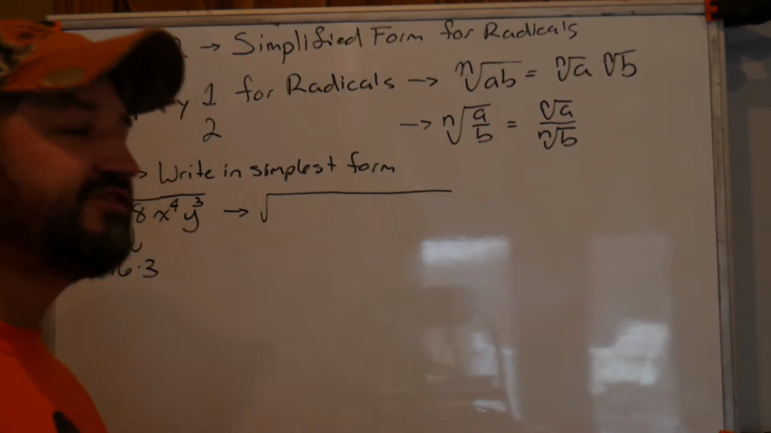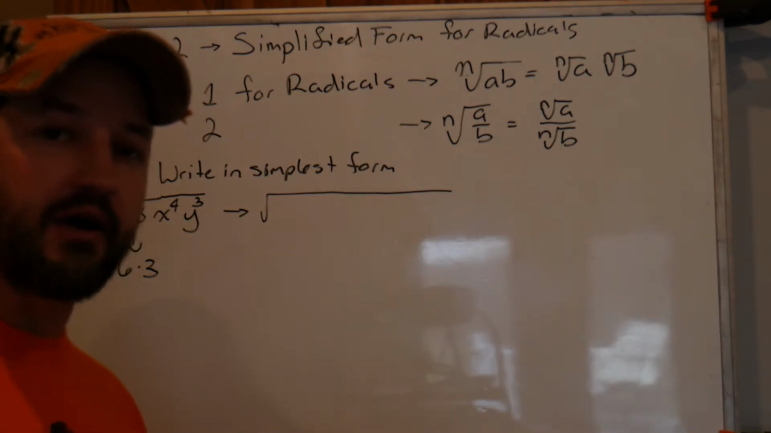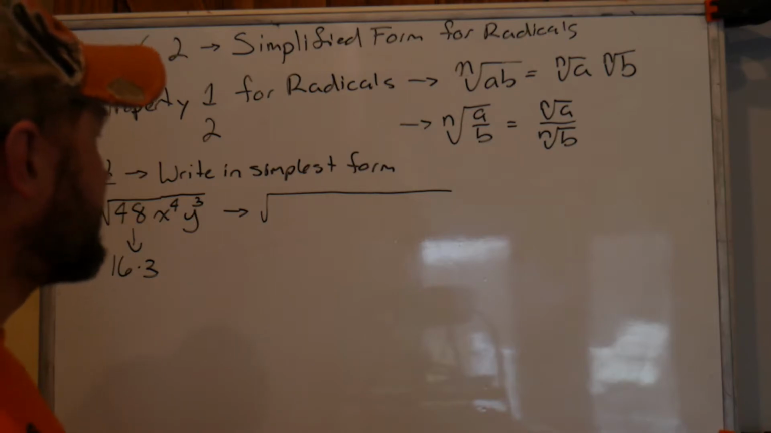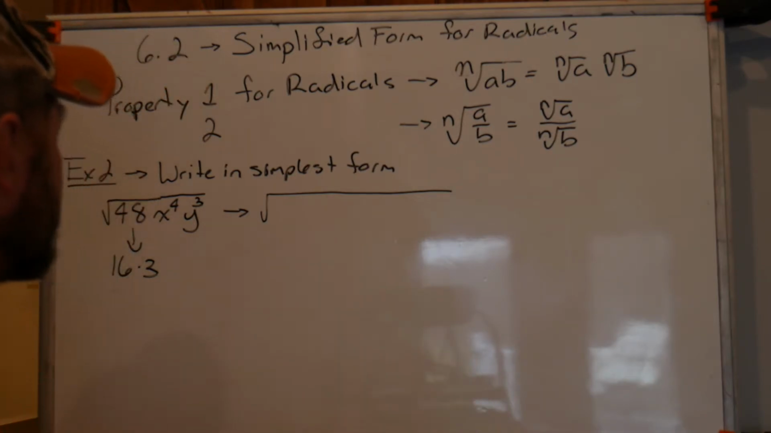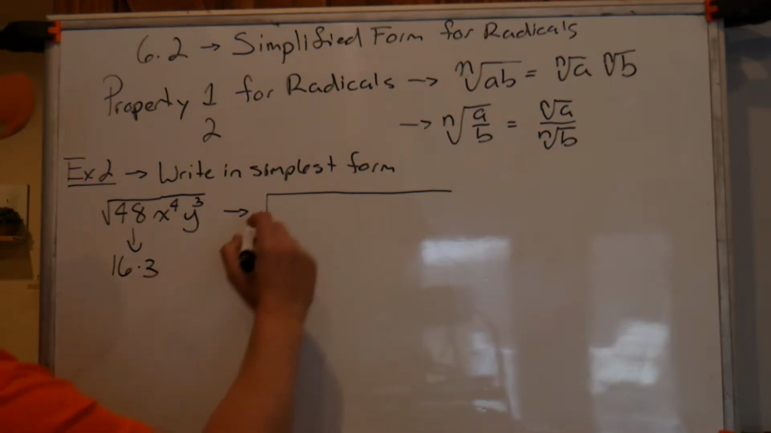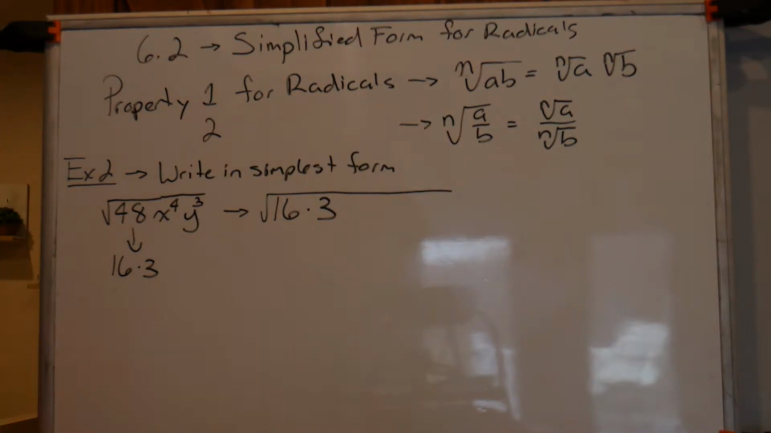Say you have 50. If you have 50, you're going to say, well, 25 is a perfect square. I can pull that out. Whatever you have, 32, you can say, well, 16 is a perfect square. I'm going to pull that. You're always looking for a perfect square. 16 times 3. I can rewrite this as 16 times 3.